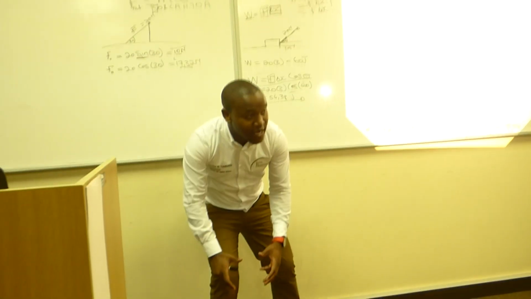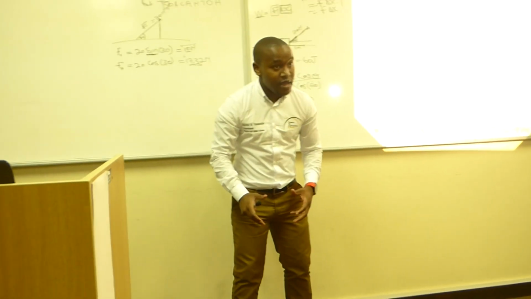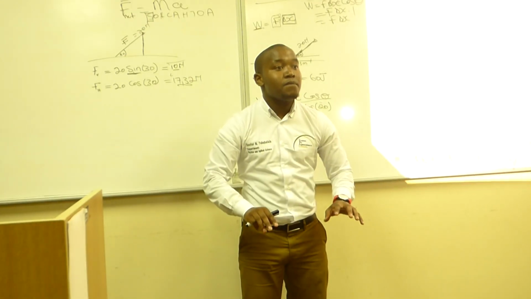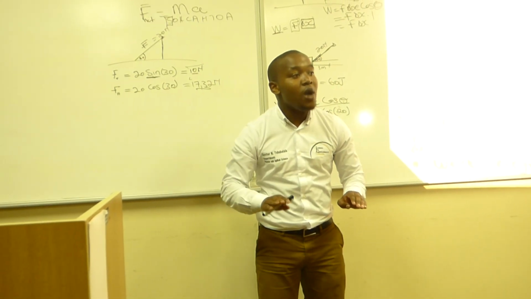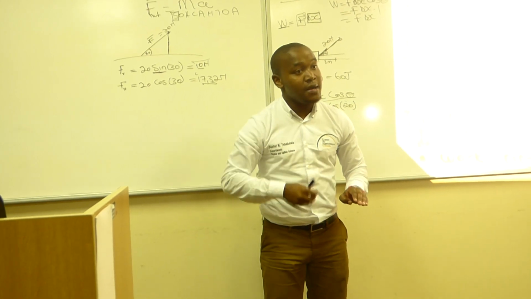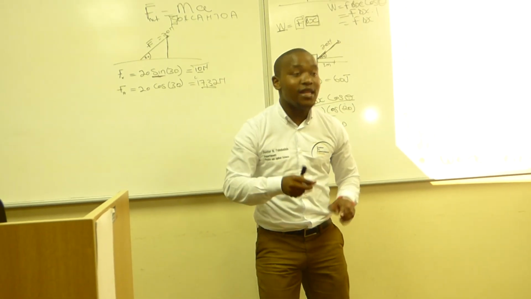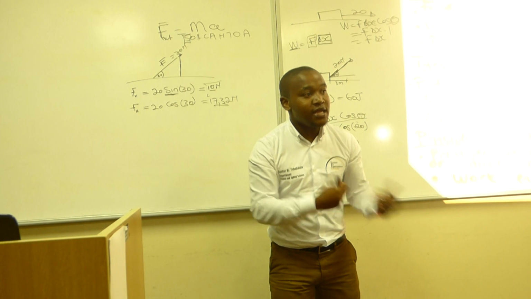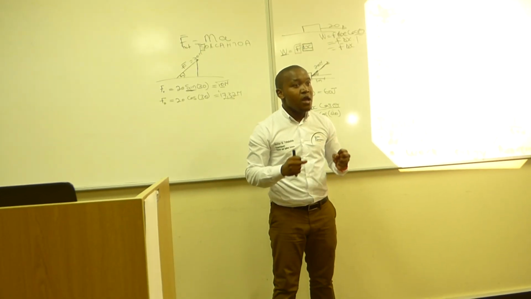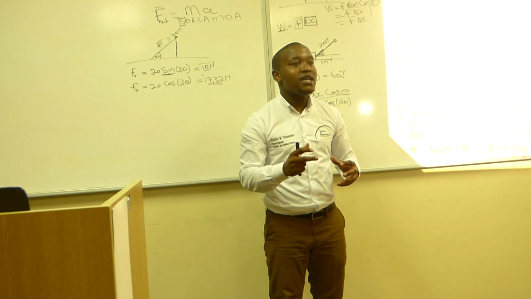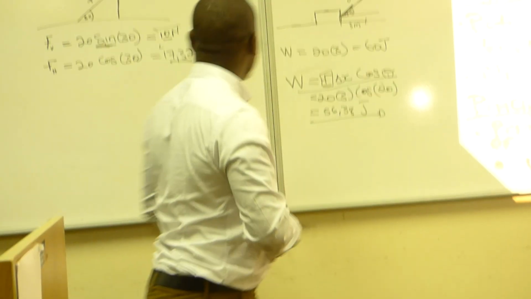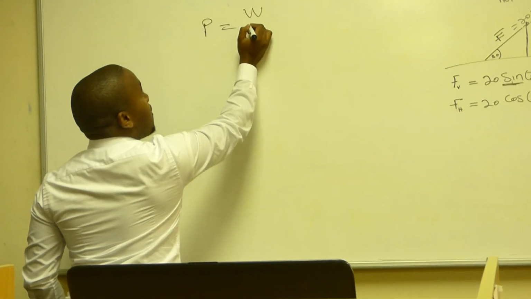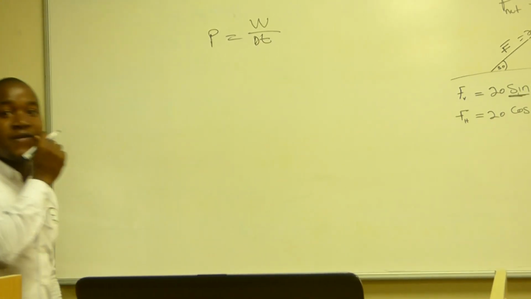Both of them are going to lift that box of 20 kg. The one who has more power than the other is the one who will pick the box quicker. So if Lindiwe picks the box quicker than Sentu, then Lindiwe possesses more power than Sentu. Do you guys understand? Now, what is power in this case? Power is the rate at which work is done. How do we denote it mathematically? We're going to say P is equal to work over delta t.